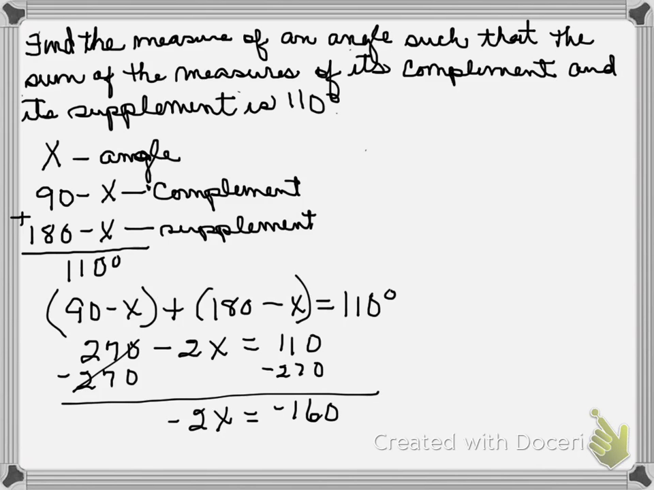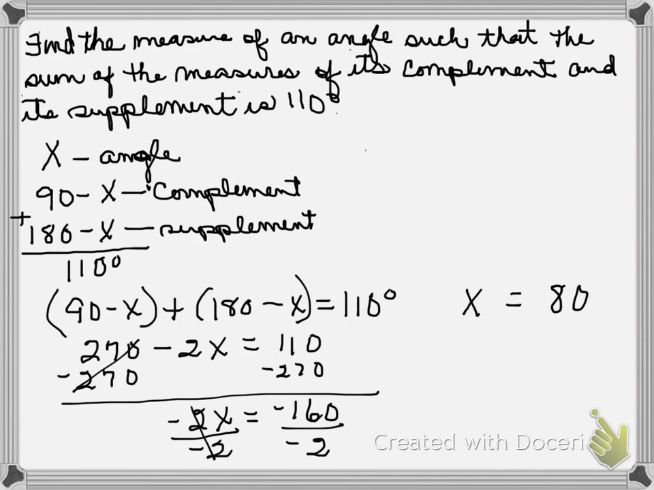Continuing to isolate the x, we need to divide both sides by the coefficient of x, the negative 2, so that on the left we will have x, and on the right we will have negative divided by negative is positive, and 2 into 160 is 80. So we have our answer to be x equal 80.